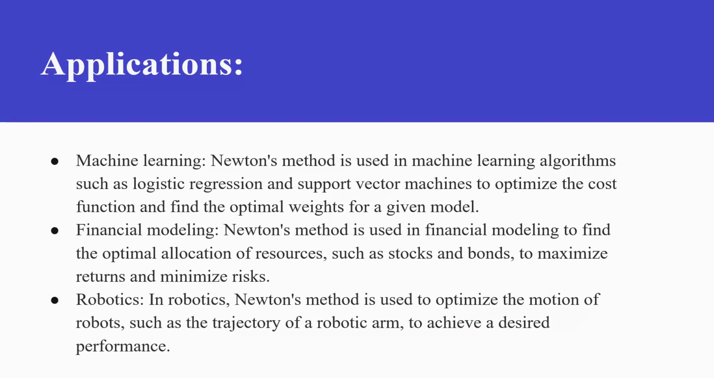Applications of Newton's method. Newton's method is used in machine learning algorithms such as logistic regression and support vector machines to optimize the cost function and find the optimal weights of the given model. In robotics, Newton's method is used to optimize the motion of the robot, such as the trajectory of the robot, or to achieve the desired performance. In stock markets, Newton's method is also used.